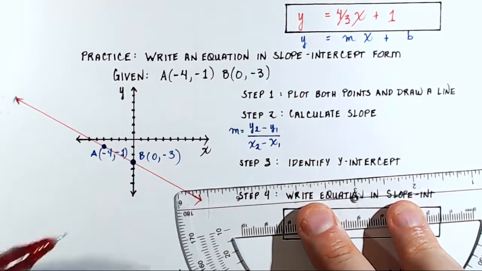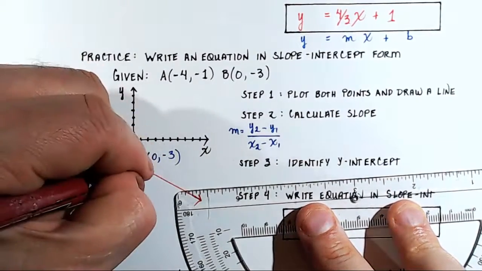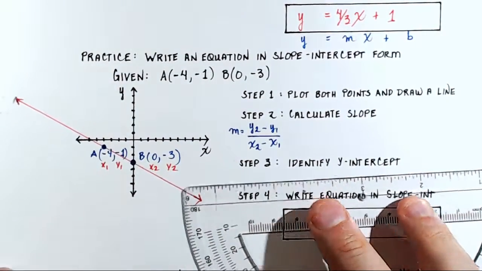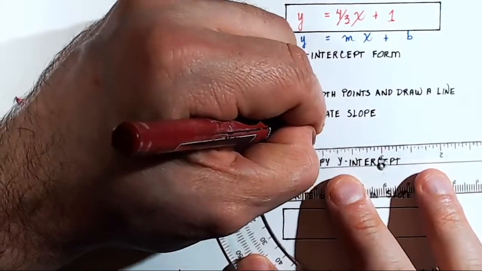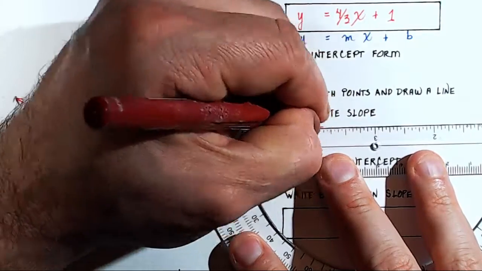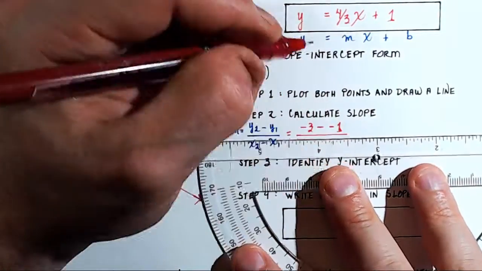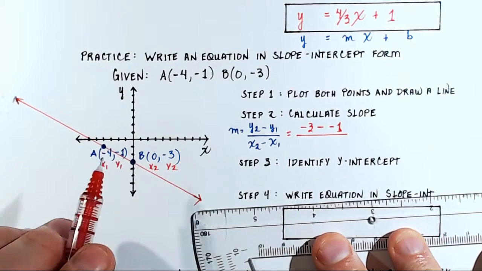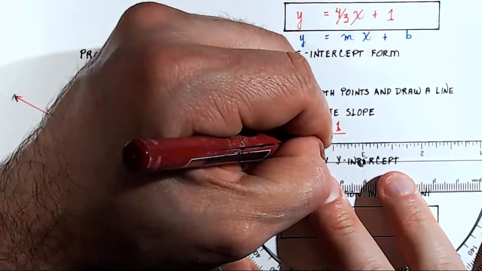So we need to label our coordinates: x1, y1, x2, y2. And we just plug those points in. Okay, so it equals y2, -3, minus y1, -1. So -3 minus -1. Lots of negative signs up there. No problem. We can deal with it. x2 minus x1 in the denominator, that's 0 minus -4.